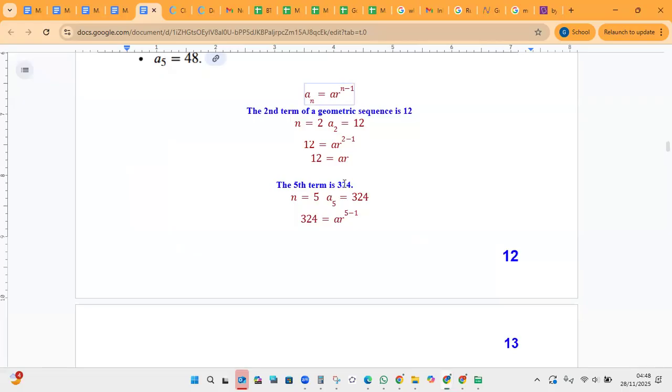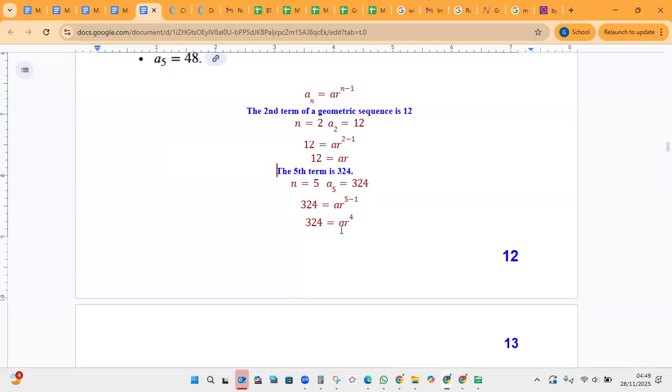And we can make another equation with the fifth term being 324. Substitute 324 in the nth term: A sub 5 is 324, and n will be 5. So we have 324 is equal to A R raised to the 5 minus 1. 5 minus 1 is 4. So we have 324 is equal to A R raised to the 4. So we've got two equations and two unknowns. We can solve for both unknowns.